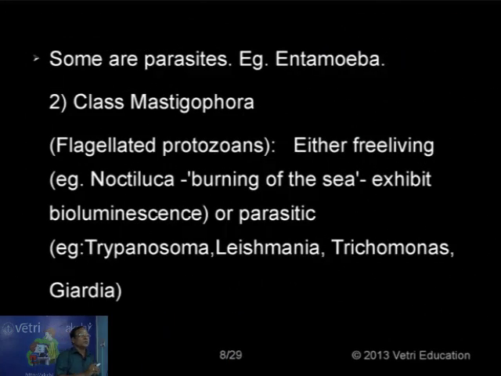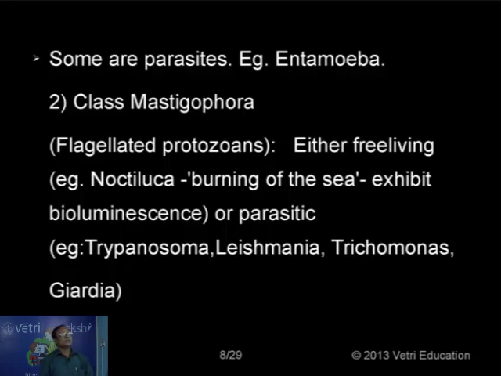Also under this group Rhizopoda, some are parasitic forms, for example Entamoeba. The number of pseudopodia is different in different organisms. For example, Amoeba is called polypodial, having many pseudopodia, whereas Entamoeba, a parasitic form, has only one pseudopodium, that is monopodial. It is a parasite of man that causes amoebic dysentery, which you will see under microbiology.